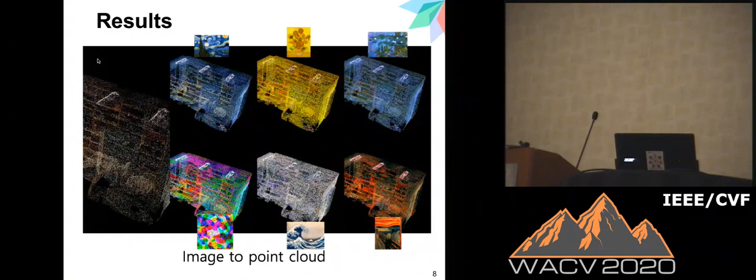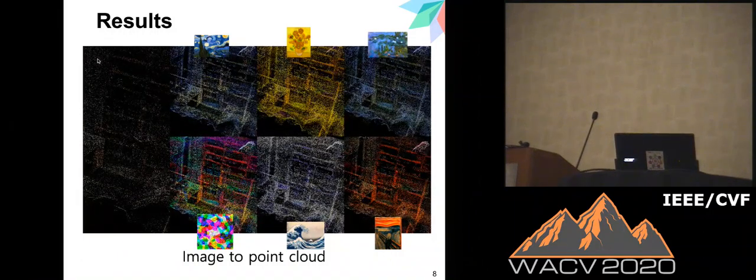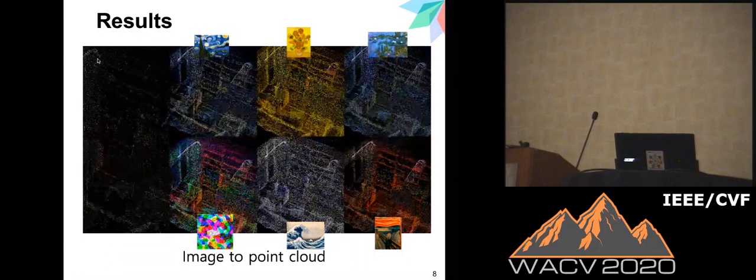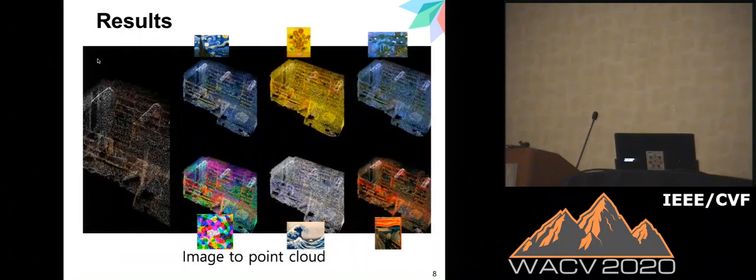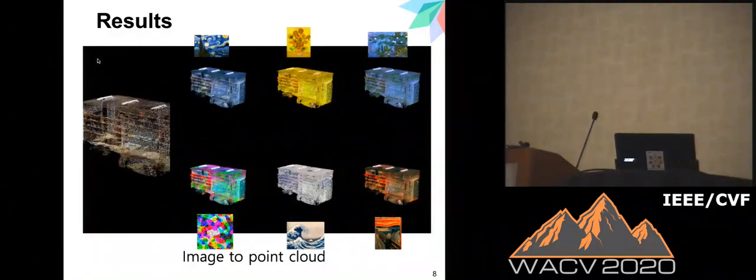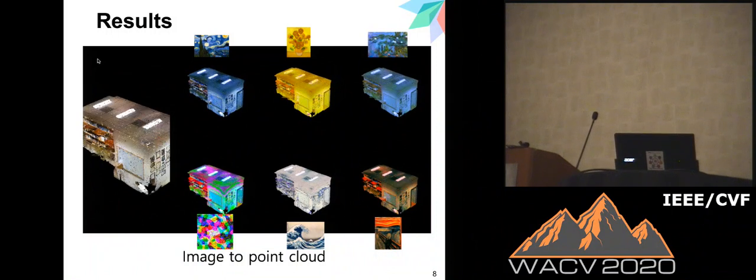A larger indoor scene is now used as content. The images around are treated as style. We can see the color of the scene is vividly stylized by our method, which verifies the effectiveness of our methods.